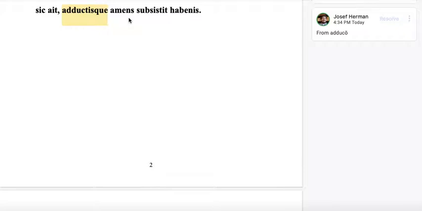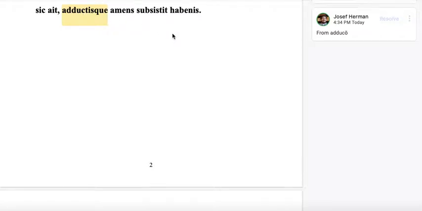In the same way that if you're a theist, you believe in God. If you're an atheist, you don't. It's the same here. Mens is mind. Amens means not in your right mind. And that's what I've translated as frantic. Okay? So he speaks, and he stops out of his mind, frantic.